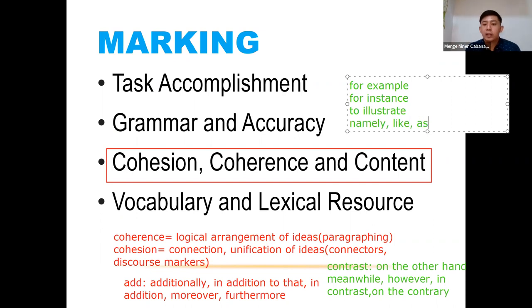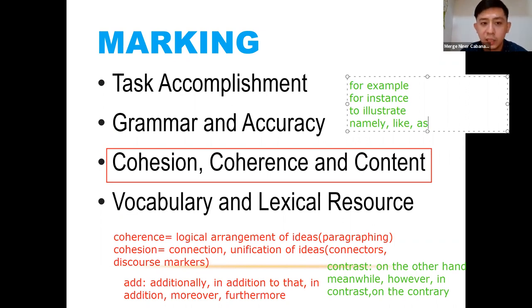So coherence refers to chopping your essay into parts. Cohesion refers to the connection. Even though you are separating those ideas into paragraphs, you're still connecting them using your connectors. If you want to add, here are the words that you can use. If you want to show contrast, here are the words. And if you want to give an example, I also have the words. So that is basically your coherence and cohesion.